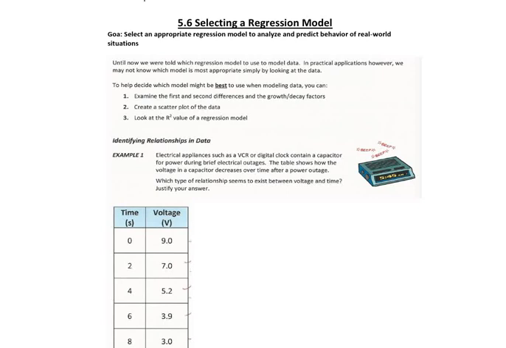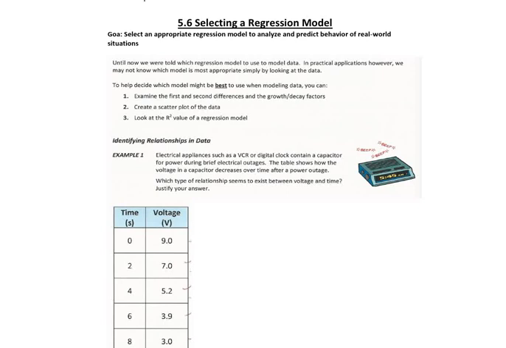So first, if you have a table of values, you want to examine the first difference, second difference, and the ratio. So you have to do all three of them. Now if you find the first difference is constant, stop. You don't have to do anything else. Okay? If you found that your second difference is constant, stop. But if you did not, then you have to go to the ratio.